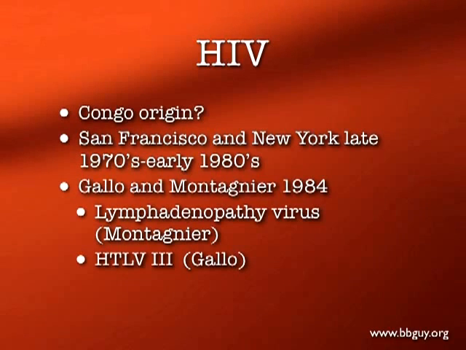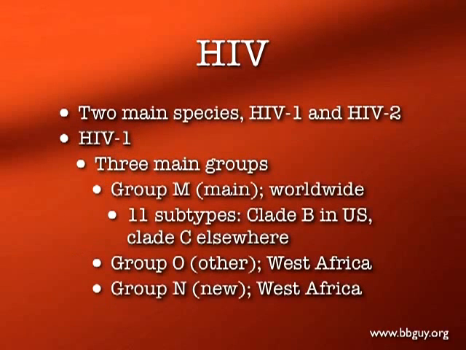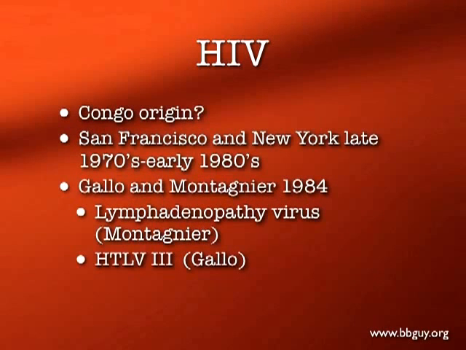Obviously, everyone knows a lot about HIV, so we're not going to spend a ton of time on this. Where did it originate? Nobody's really sure. Maybe the Congo. We certainly started seeing it in the United States back in the late 70s and early 80s in San Francisco and New York. It was discovered jointly by Gallo and Montagnier in 1984. They called it different names.